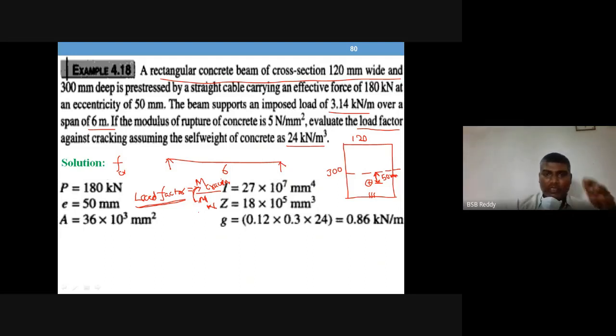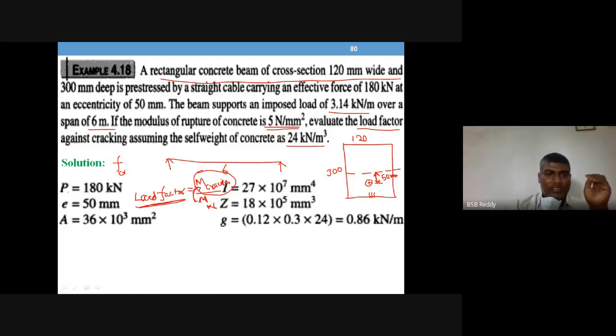So your job now is to find the working moment and then the cracking moment. The stress at cracking is given: 5 Newton per mm square tensile stress should be there at the bottom to start developing cracks. So find M cracking, then take the ratio of M cracking to MW, that will give you the load factor.